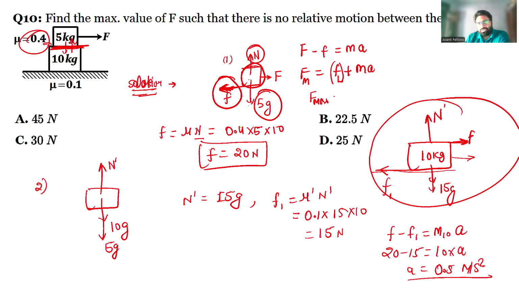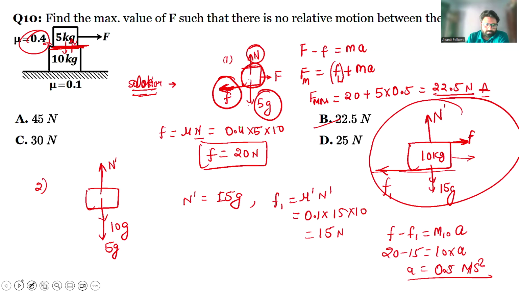So F max is equal to F limiting. This is 20 Newton. Mass of the block is 5 into acceleration of the block is 0.5. And this will be coming out to be 22.5. So maximum this force can be 25 Newton.